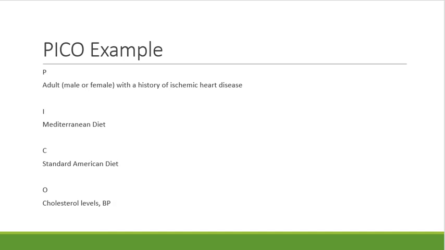Your patient population are adults with a history of ischemic heart disease. You're curious about the Mediterranean diet. You want to know if the Mediterranean diet is going to be a better choice, a better lifestyle change for your patient population compared to the current standard American diet. And what you're interested in exploring is the differences in cholesterol levels and changes in blood pressure.